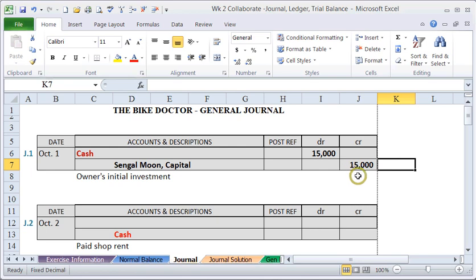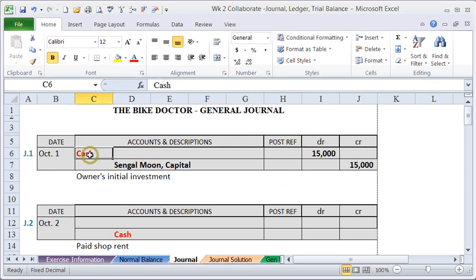Now I want to point out a couple of things. We record the name of the account that's being debited first. It's on the first row. The name of the account that's being credited is recorded on the second row. This is just an accounting convention. It's what we usually do.